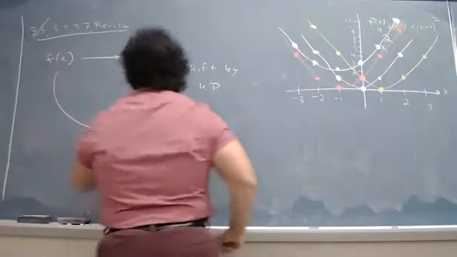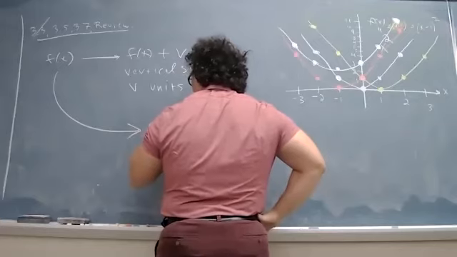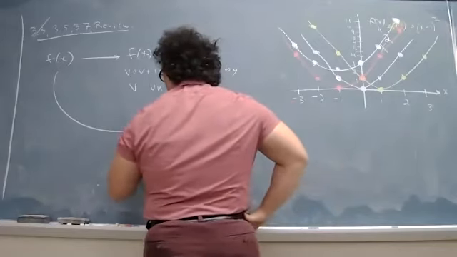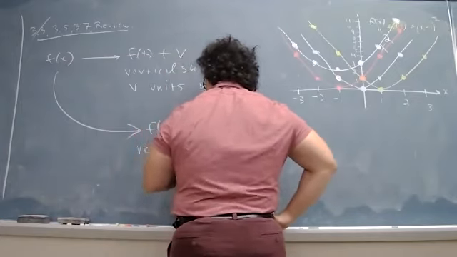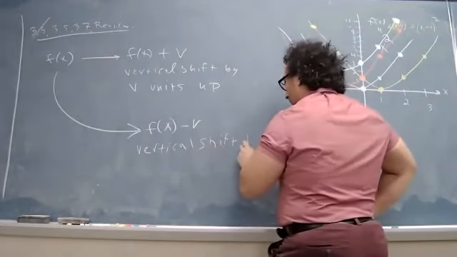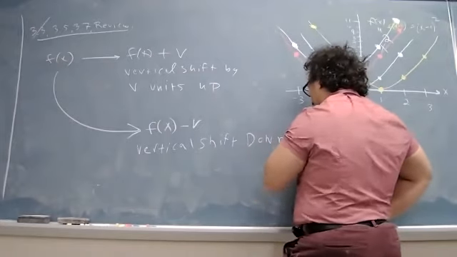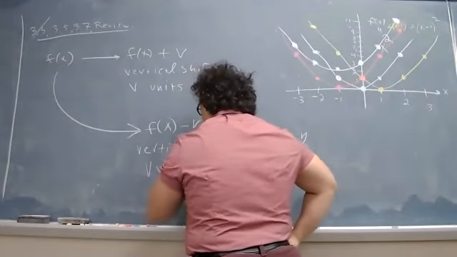Furthermore, transforming it like this, f of x minus v, is a vertical shift down by v units.